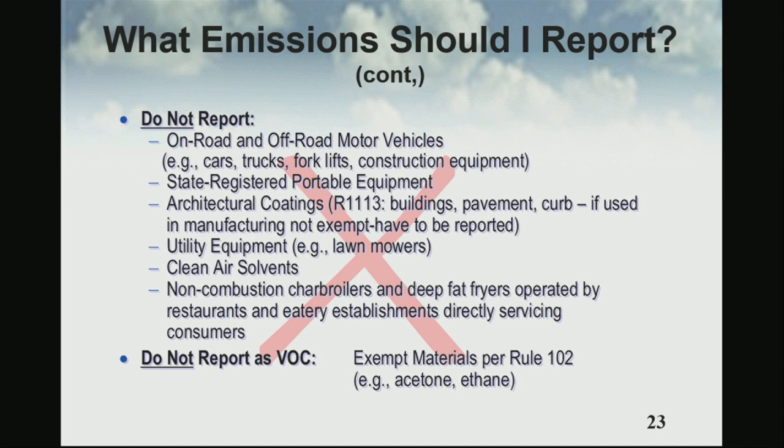Utility equipment such as lawnmowers, cleaner solvents, non-combustion charbroilers and deep fat fryers operated by restaurants and eateries directly serving customers. But remember, for those charbroilers and fryers, you need to report the emissions from the combustion, like the amount of fuel that you're using. But if you're frying some meat, those emissions are being covered under area sources, so you do not need to report them to us.